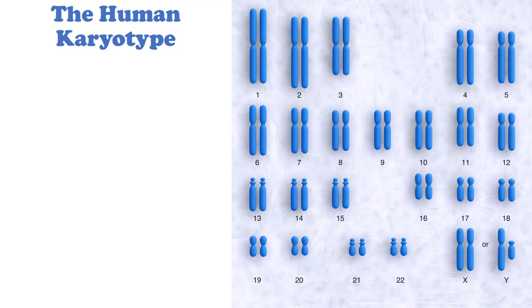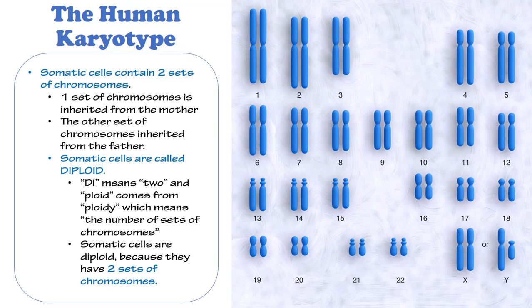This is an example of a human karyotype. Somatic cells contain two sets of chromosomes. One set of chromosomes is inherited from the mother. The other set of chromosomes is inherited from the father. Somatic cells are called diploid. Di means two, and ploid comes from ploidy, which means the number of sets of chromosomes. Somatic cells are diploid because they have two sets of chromosomes.